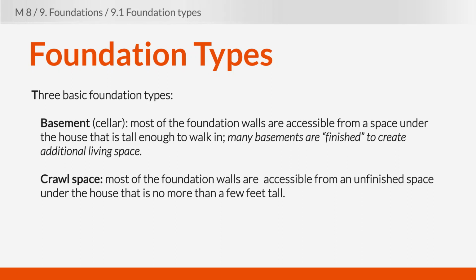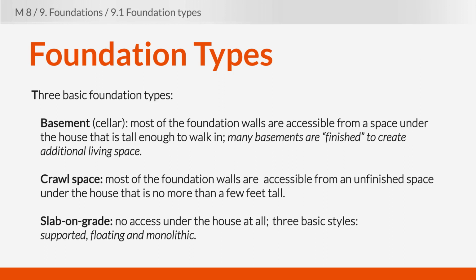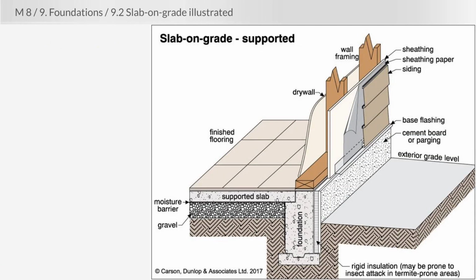And the third type is the slab on grade. No access underneath the house at all because the house is just sitting on the ground, essentially. There are three substyles to the slab on grade: supported, floating, and monolithic. So this is a supported slab on grade. In this type, the slab is supported by the foundation.